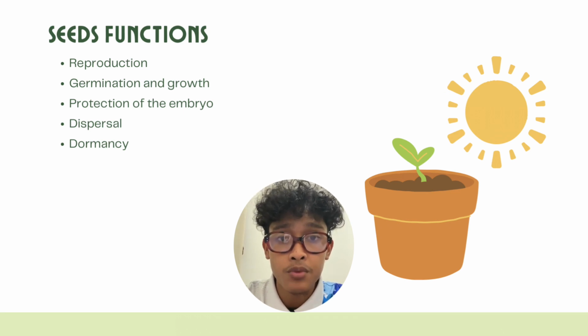And the next one is protection of the embryo. The outer covering of the seed, called the seed coat, protects the embryo from physical damage, dehydration, and disease until conditions are favorable for germination.